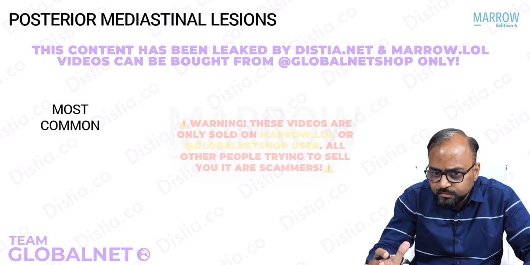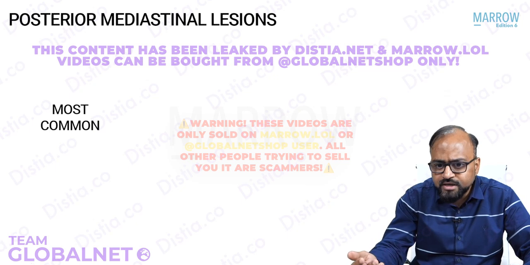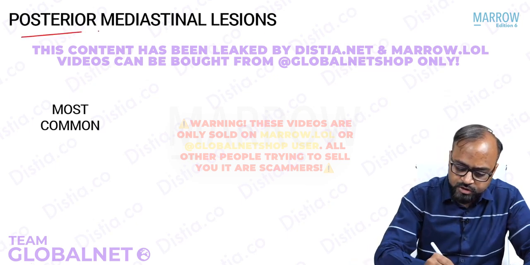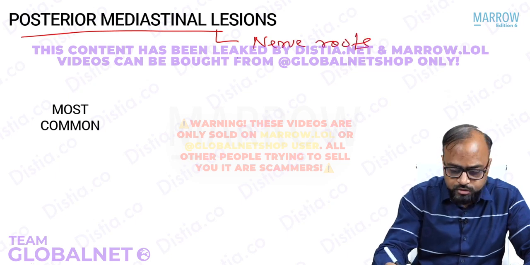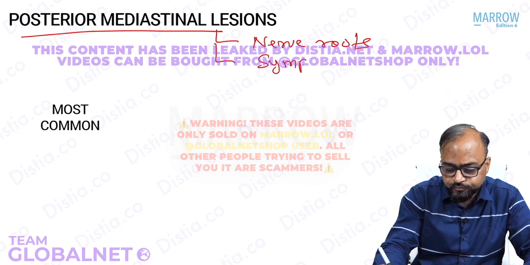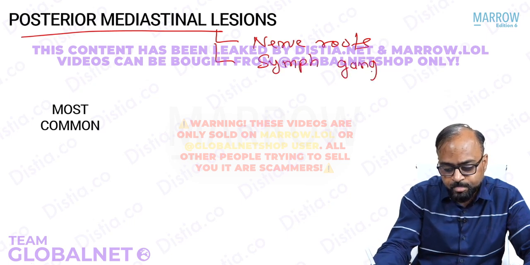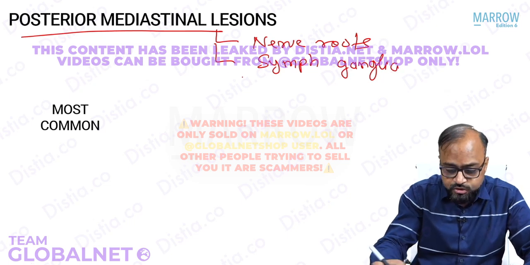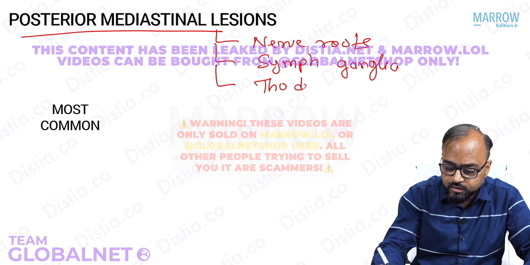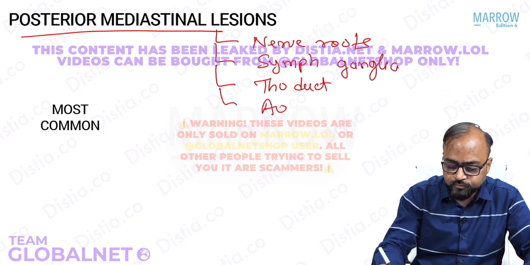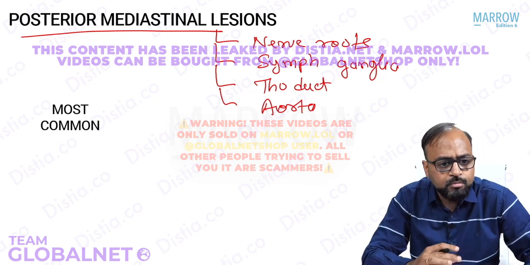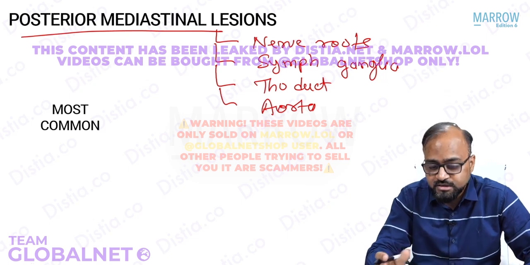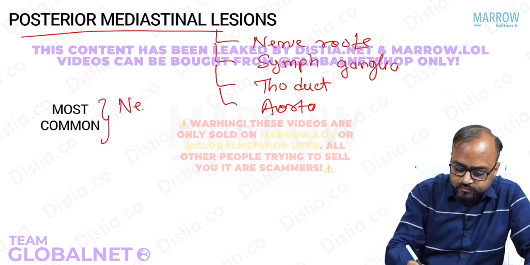Now posterior mediastinal mass lesions. Posterior mediastinum basically comprises what? The posterior mediastinal contents are basically nerve roots, the sympathetic ganglia or roots. It consists of the thoracic duct, it consists of the aorta, right? So what are the most common posterior mediastinal masses? The most common posterior mediastinal masses are therefore neurogenic tumors.